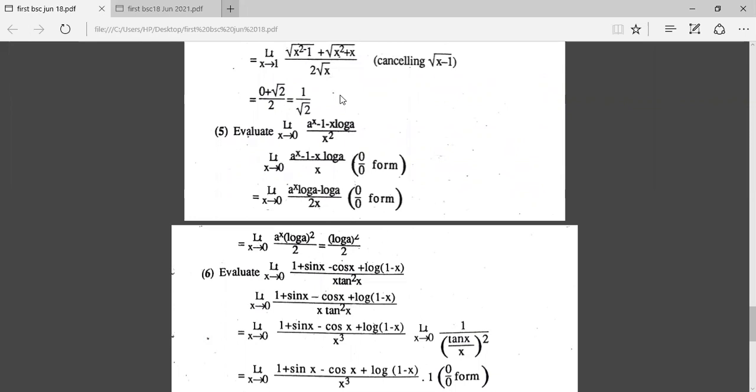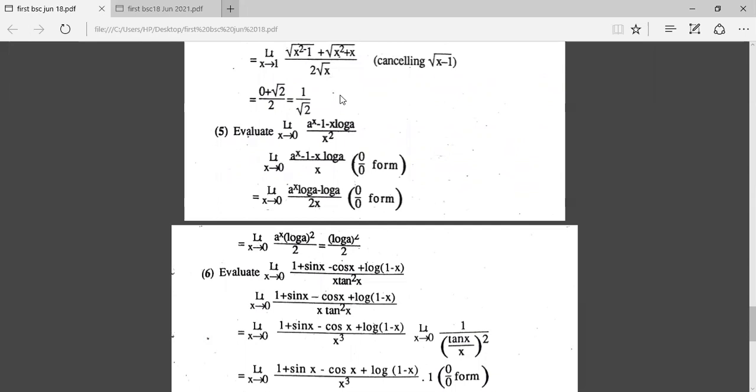So, putting x equals 0, a raised to 0 is 1, and 1 minus 1 is 0. If you put x equals 0, the numerator becomes 0. What about the denominator? The denominator is x square, so if you put x equals 0, you will get 0.